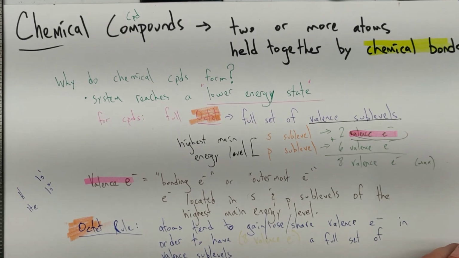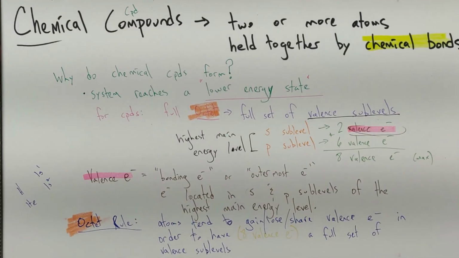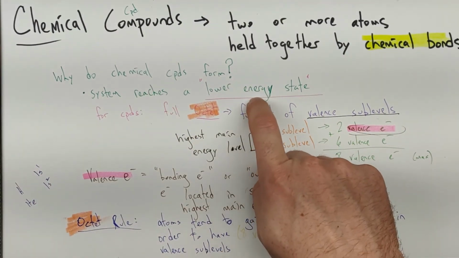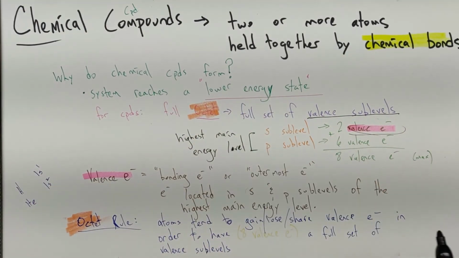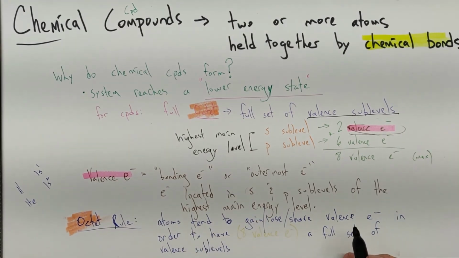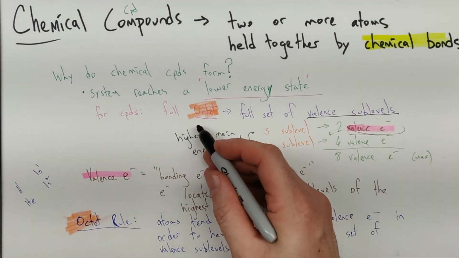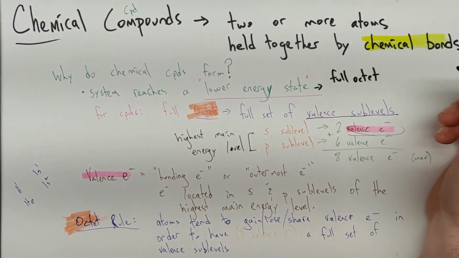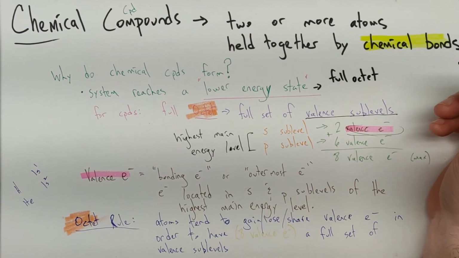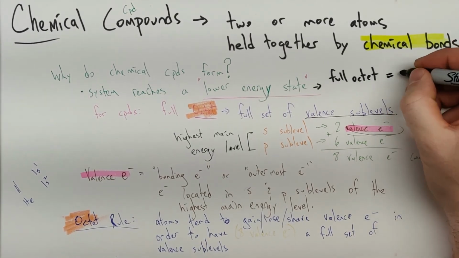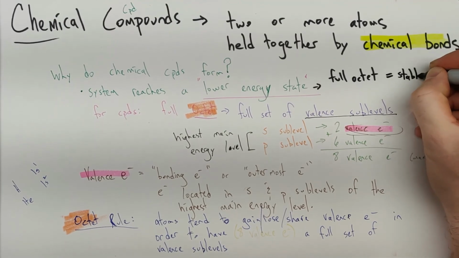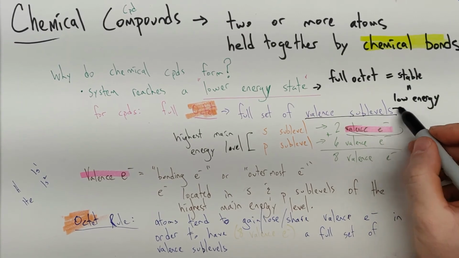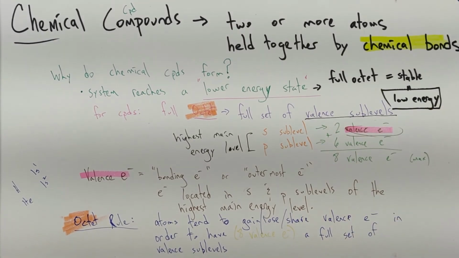All right, so we got some of the basic vocabulary out of the way. Why do chemical compounds form? Again, as we look at it, to get to lower energy state, what do we mean by that lower energy state in terms of the electron positions? We're talking about a full octet, right? So that's a full octet, right? A full set of valence sublevels, and that is stable, which is a low energy situation. So in short, why are the bonds forming? Reach a lower energy state.